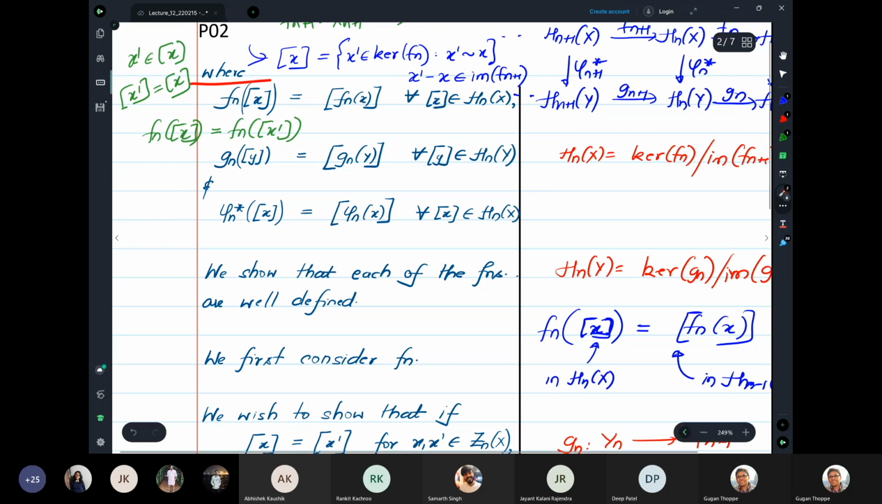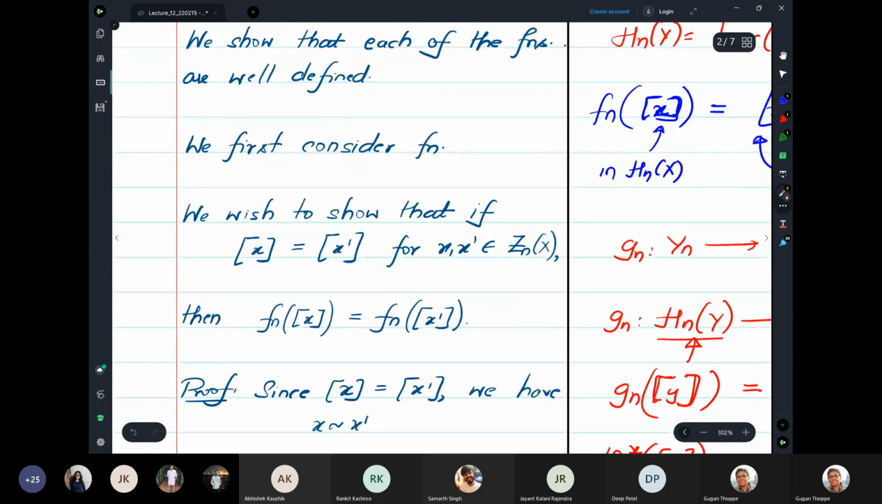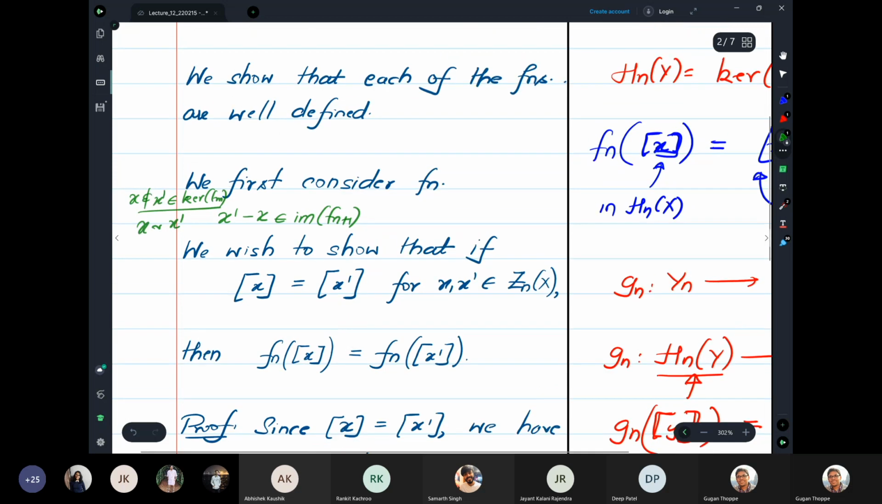And that is what we are going to verify now. Let us now try to verify. Let x and x prime be two elements which are equivalent, which means that x prime minus x lies in image of fn plus 1, and furthermore x and x prime are in kernel of fn. Why am I taking elements in kernel of fn?